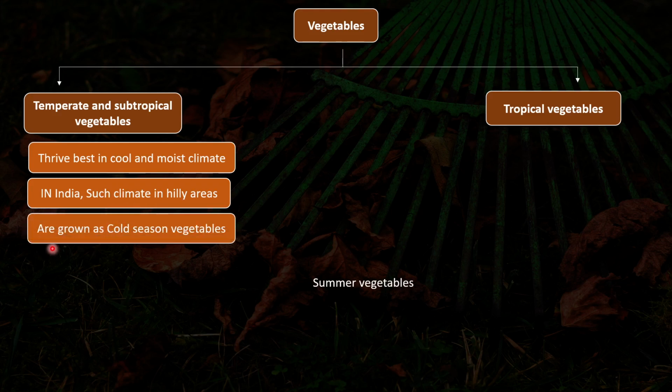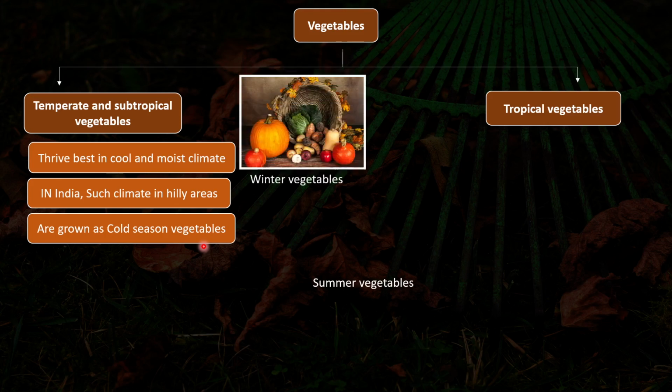So these are also known as cold season vegetables. If you want to grow these vegetables, you need to have a cold season in your area. Only then you can grow these cold season vegetables. So these are known as the winter vegetables also. So all of your vegetables like pumpkin and cabbage, and whatever all these vegetables that you see, the cauliflowers, the sweet potatoes, the onions, are all called the winter vegetables.